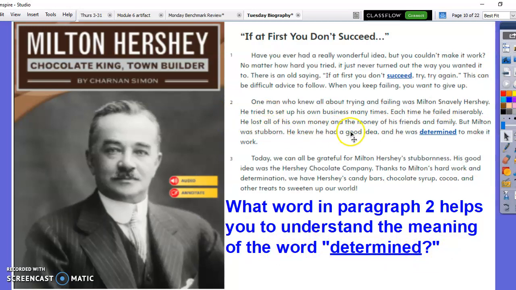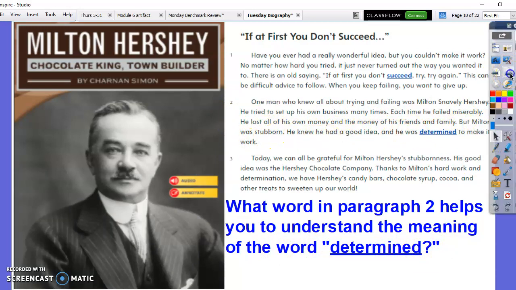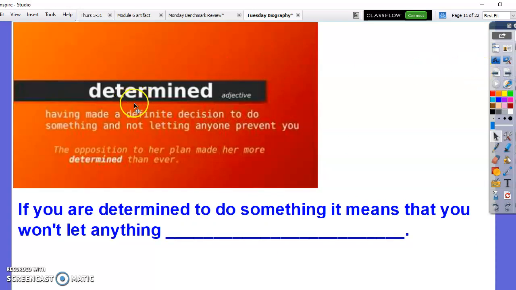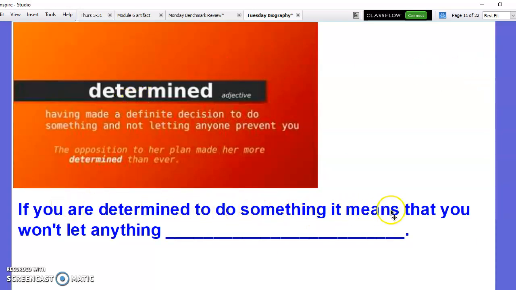Paragraph 2. It says, but Milton was stubborn. Determined. If you are determined to do something, it means that you won't let anything... What would you put in the blanks? Determined. Having made a definite decision to do something and not letting anyone prevent you.